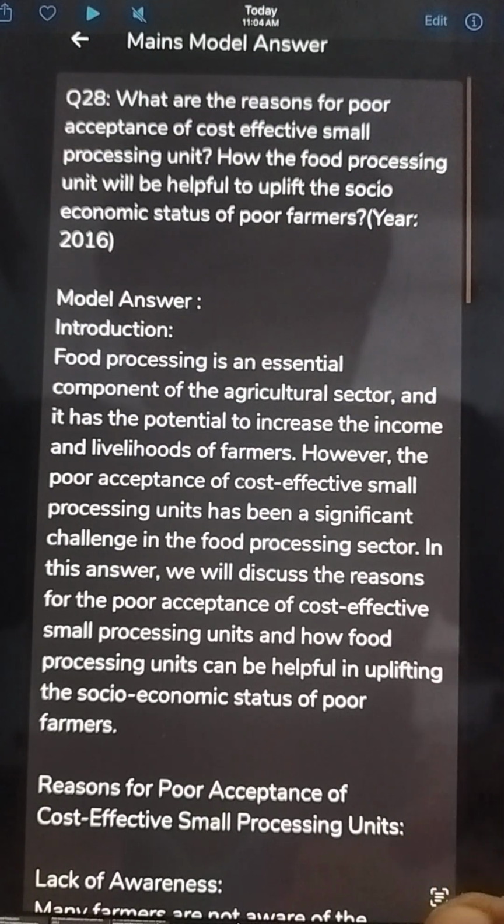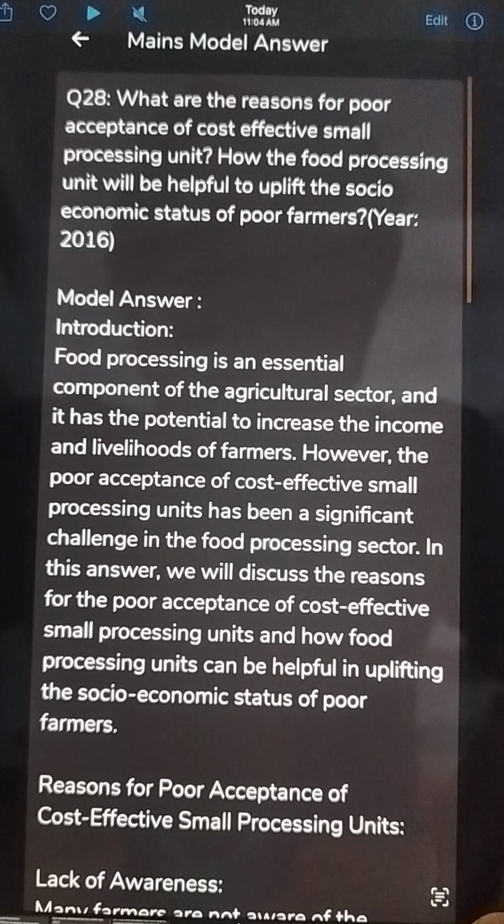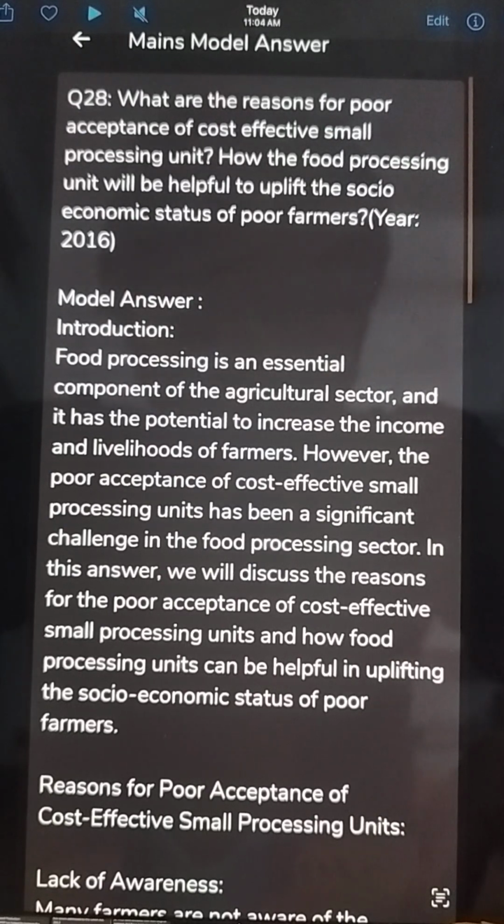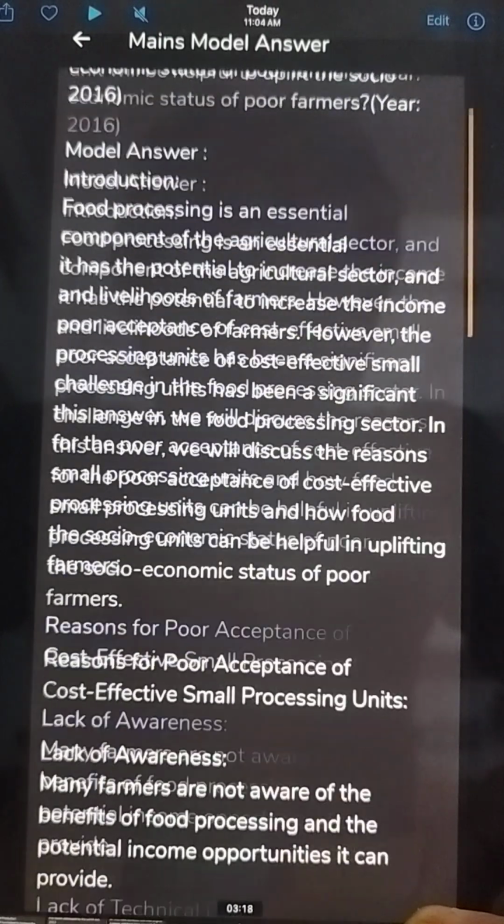Food processing is an essential component of the agriculture sector and it has the potential to increase income and livelihood of farmers. However, the poor acceptance of cost-effective small processing units is a significant challenge in the food processing sector. In this answer, we'll discuss the reasons for the poor acceptance of the cost-effective small processing units, and how food processing units can be helpful in uplifting the socio-economic status of the poor farmers.